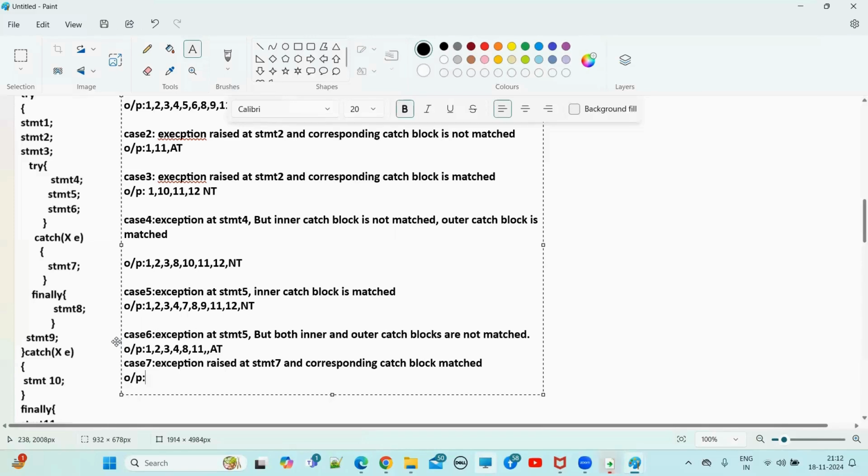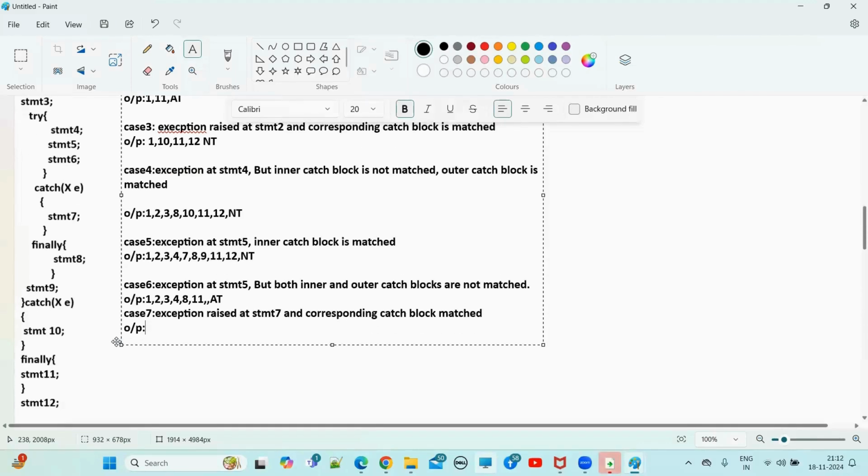Exception is raised at statement 7. Tell me. Statement 1, 2, 3, 4, 5, 6, 8, statement 10, and 11, 12, and normal termination. Yes, you are correct. Okay, clear, everyone? Here: 1, 2, 3, right. After that, 4, 5, 6. Now at statement 7, we have what?